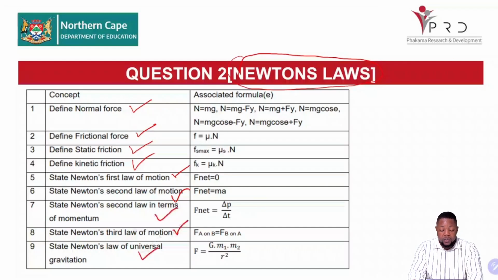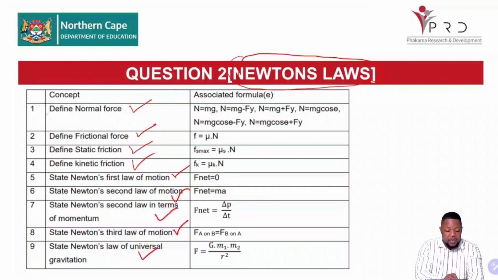Now, what are the associated formulas for all these concepts? That is the definitions part. Remember, all the definitions are obtained from the Examination Guideline 2021. We do not read definitions from a textbook or from any other source other than the Examination Guideline 2021.